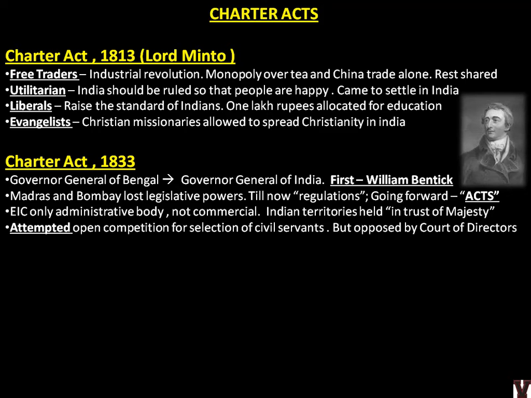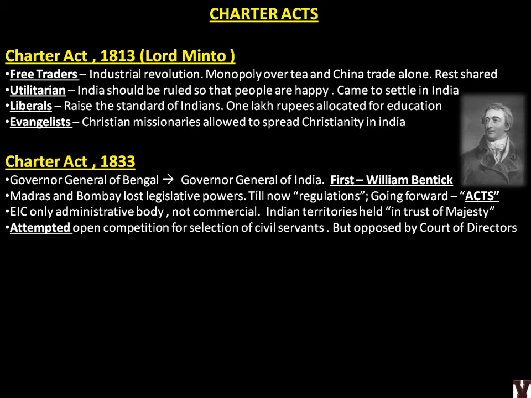Then we have different classes of people because now the British have a strong hold in Indian territories. These are a few categories of people: utilitarian, liberals, and evangelist. I remember by the first letters of all these: FULE, free traders, utilitarian, liberals, evangelists. FULE. So utilitarian is that India should be ruled so that people are happy, and these are actually the civilians of the British side who come to India and settle in India. So they wanted a peaceful environment. That is the utilitarian. So this migration also happened after this act.